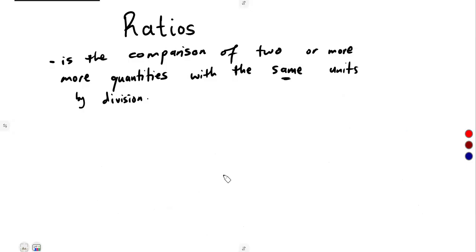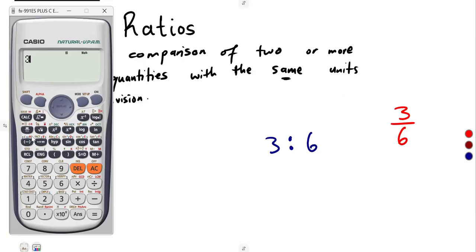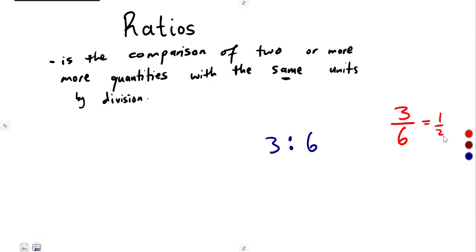A ratio can also be given on a condition where you are supposed to write it in simplest form, like 3 as to 6. It is not in simplest form. Remember, a ratio is just like a fraction. A fraction, 3 over 6, is not in simplest form. 3 over 6 is the same as 1 over 2. In simplest form, what actually happened? Divide by 3. 1, 3, 2.